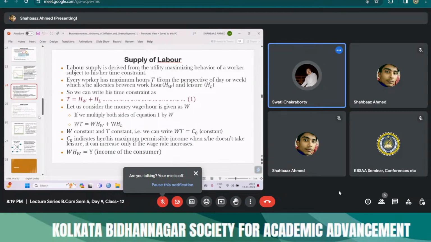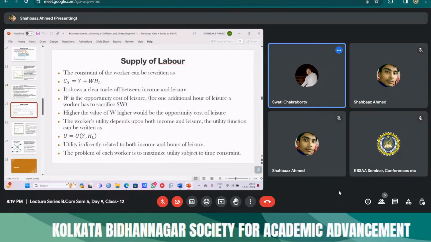Now let's take the income of the consumer, which is W into HW, the total number of hours that he or she is working times the wage rate. That is denoted as Y. Can we go to the next slide, please? Okay, so we see C0 is equal to Y plus WHL.